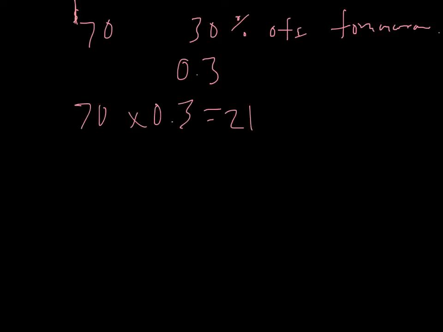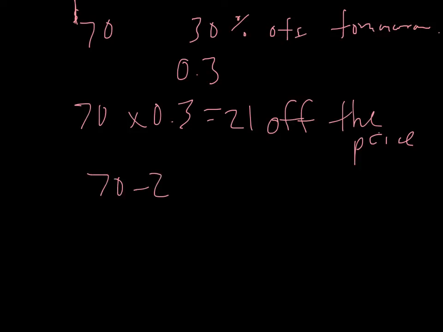And what is that 21? It's how much money you save every time you buy that item. You take $21 off the price. So what am I going to pay for that item then? This question is now like a grade 2 question. 49. 70 minus 21 equals 49, and that's your sale price. You can totally do it that way. I would not.